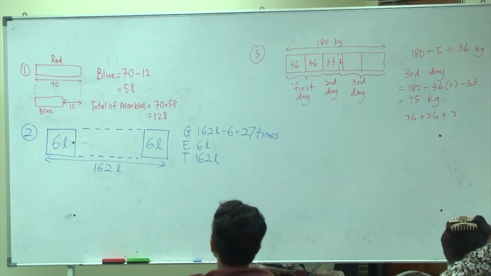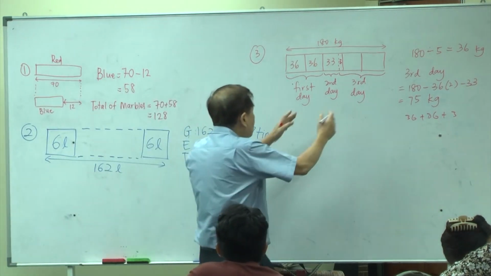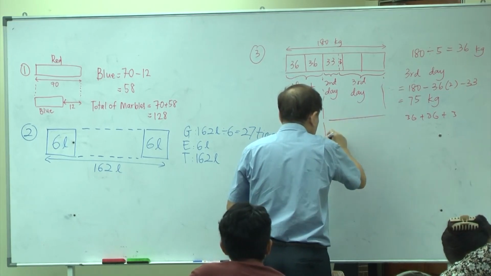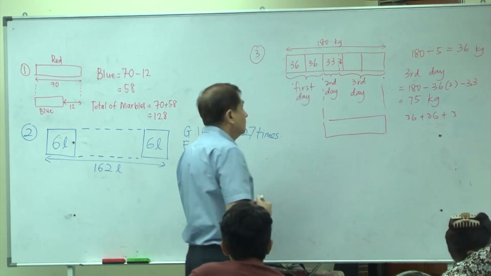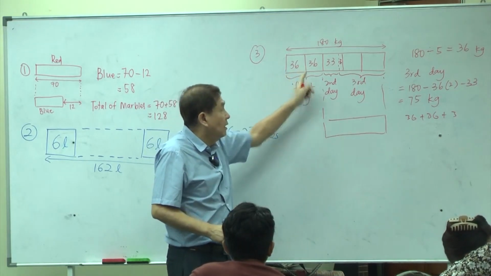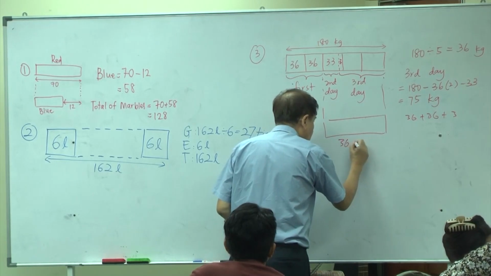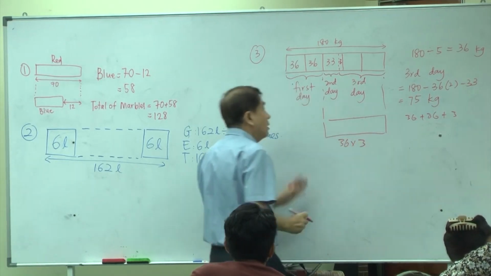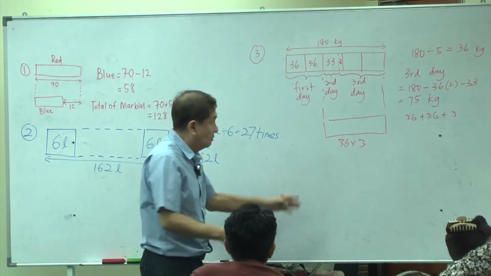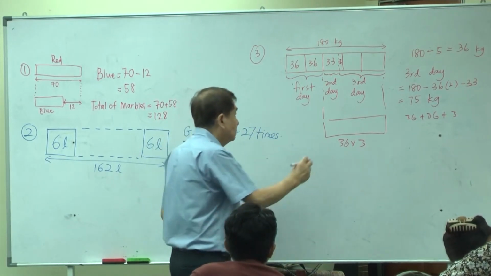Another way of looking at it, they can also use a drop-down bar, which I've mentioned before. From day 2 and 3 onwards, I can drop it down, a long bar again. Since I noticed 36 and 36, this long bar must be 36 times 3. I know this amount already. And I know that over here, the second day is what? 33, right?